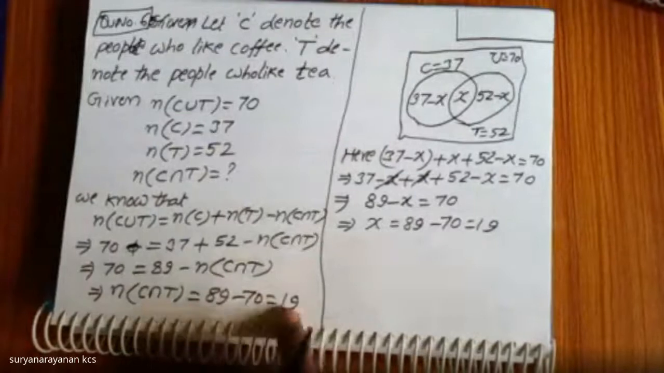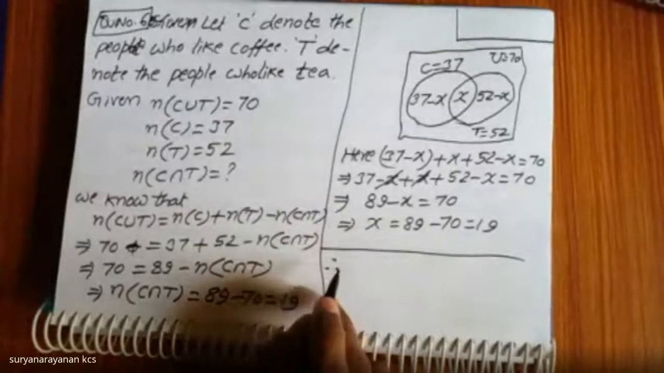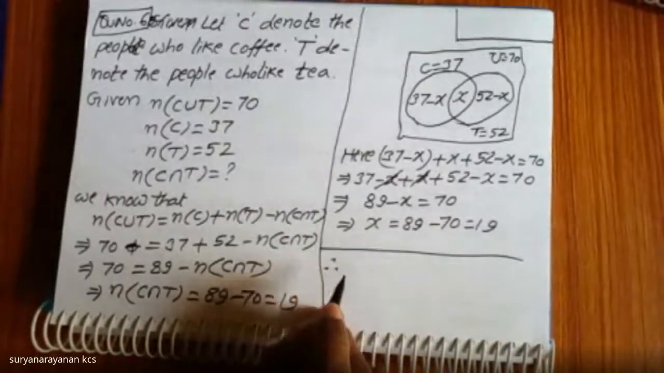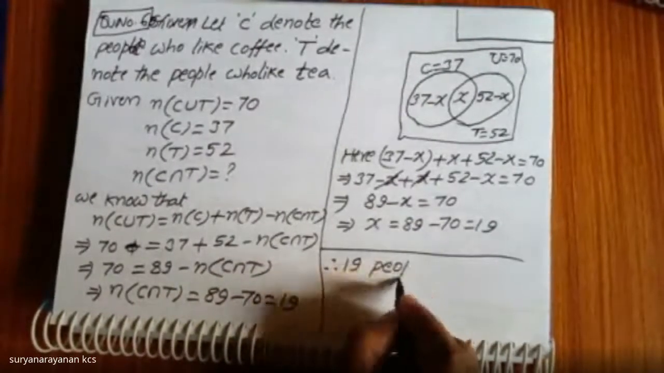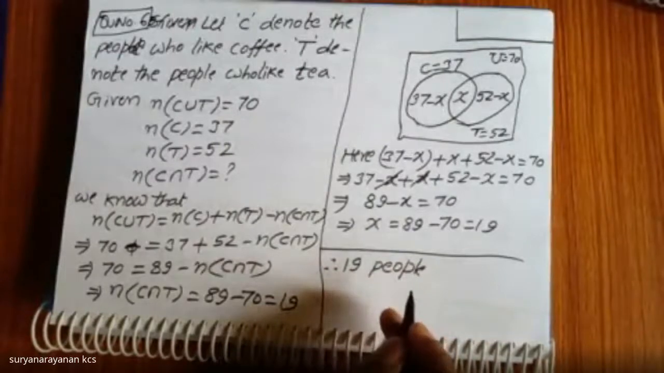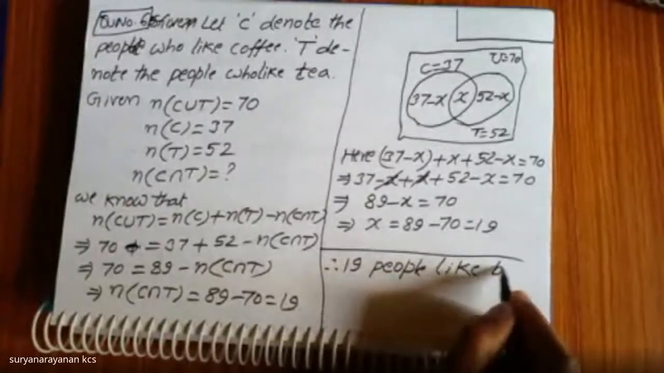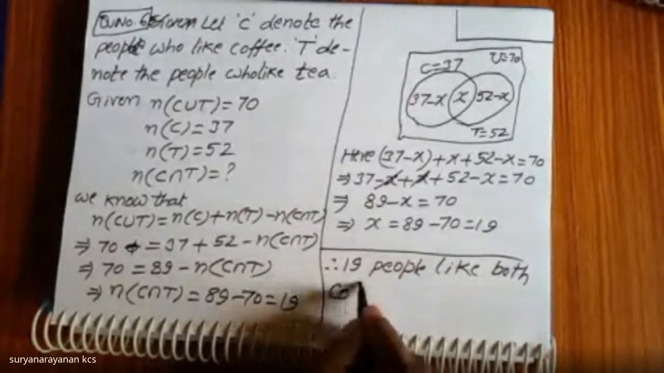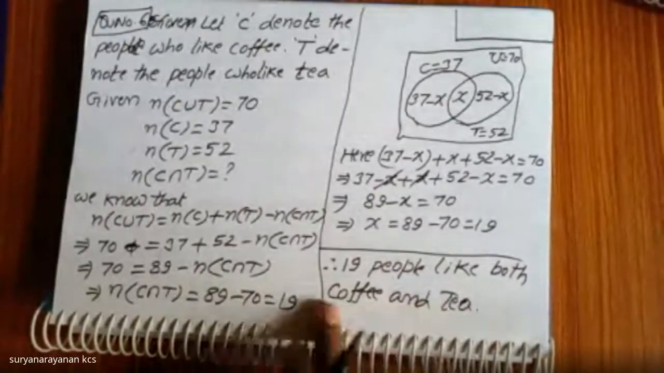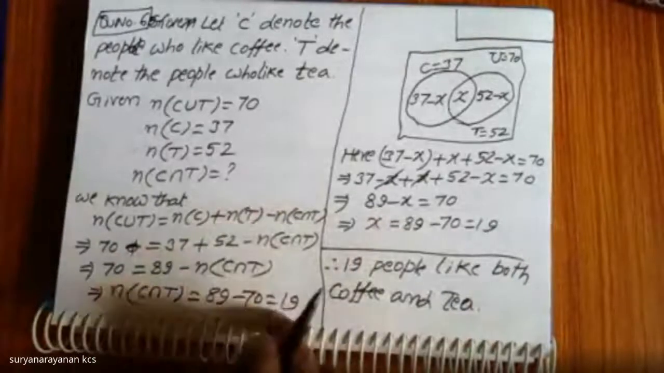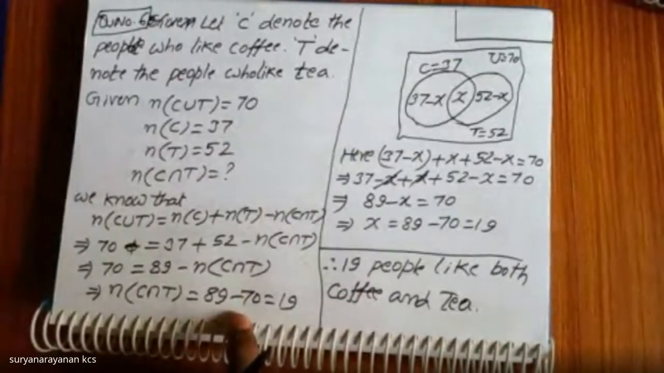Have you observed these answers, my dear children? Therefore, what will you conclude here? 19 people like both coffee and tea. This is our conclusion. In both methods, you can use this method also in the examination, or you can use this method also in the examination.